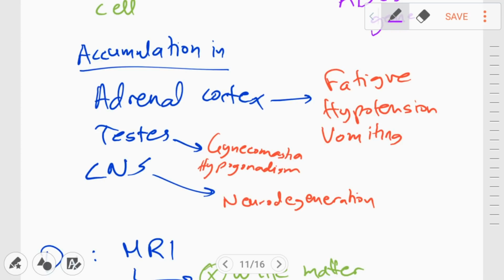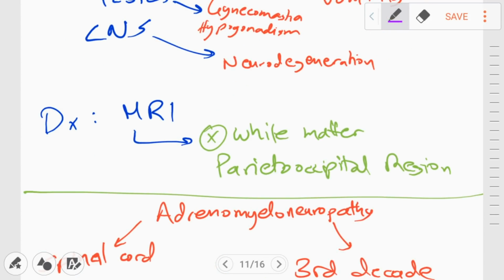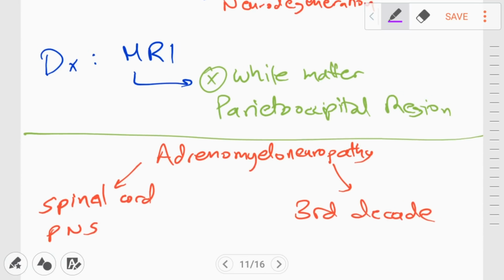As I said, the very long chain fatty acids cannot be degraded anymore, so they accumulate in the adrenal cortex, testes, and CNS. In the adrenal cortex, this results in symptoms of fatigue, hypotension, and vomiting. In testes, this results in gynecomastia and hypogonadism. And in the CNS, it results in neurodegeneration. To diagnose adrenoleukodystrophy, you can perform an MRI, and on that MRI, what you will see is white matter destruction, especially in the parieto-occipital region of the brain.